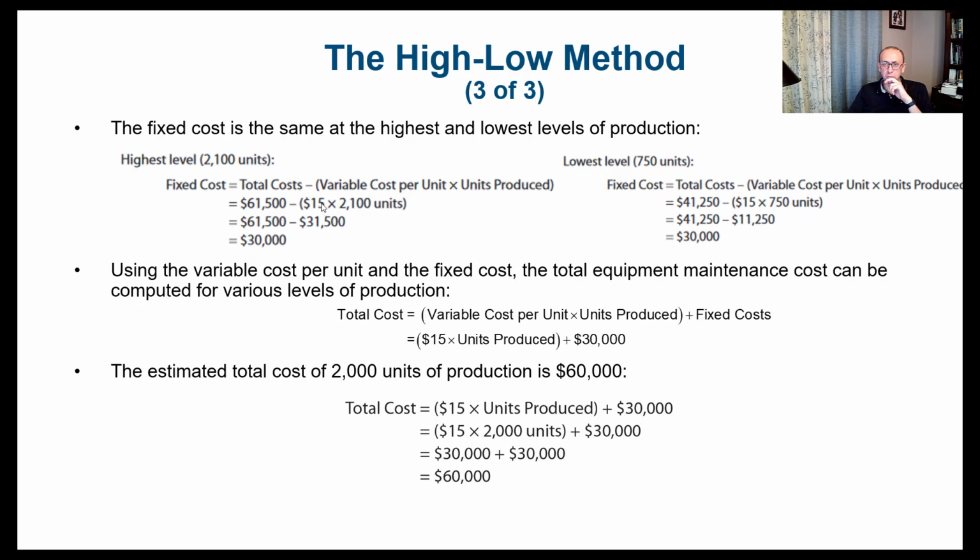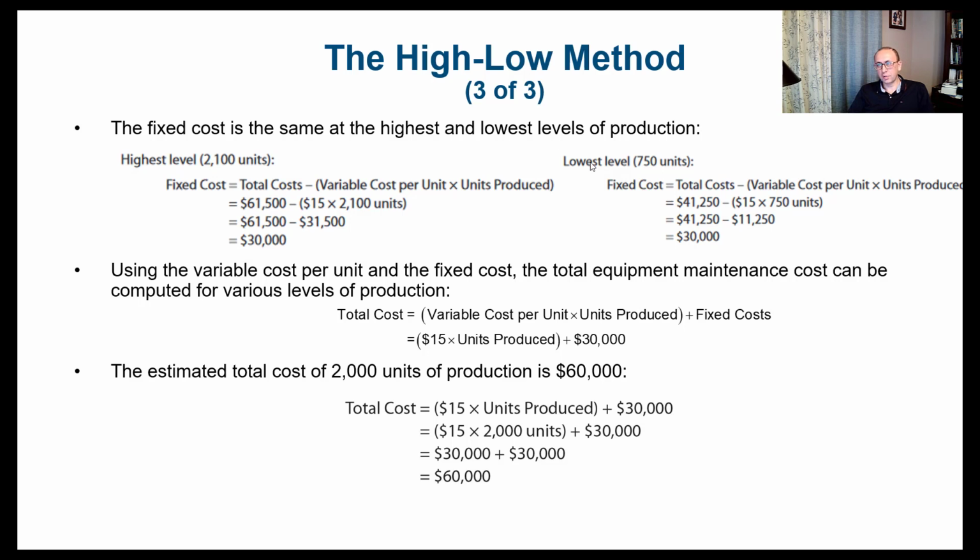So how do we do that? We know that the total cost is 61,500, and we know the variable cost that we just calculated is 15. We'll multiply by 2,100 units, which was the highest level, and that would give us 31,500. So subtract the 31,500 from the 61,500, and that would be 30,000.